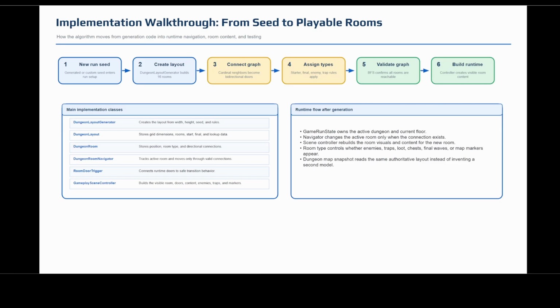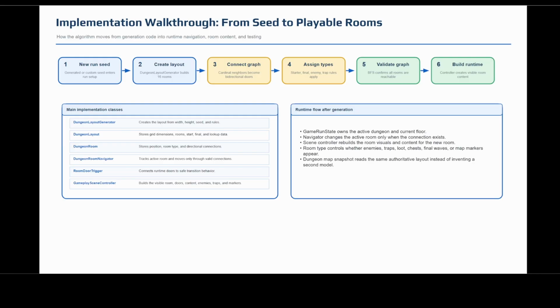This is how the algorithm works from start to finish. The run begins with either a generated seed or a custom seed. The layout generator receives the width, height, and seed and creates the 16 room data objects. It then connects cardinal neighbors, assigns room types, validates connectivity, and returns a dungeon layout.